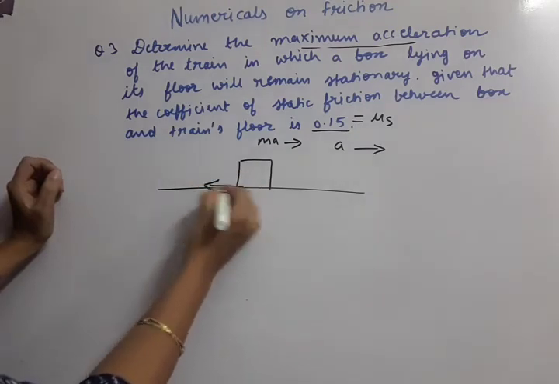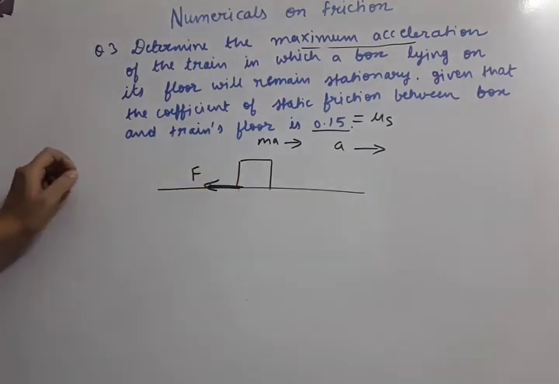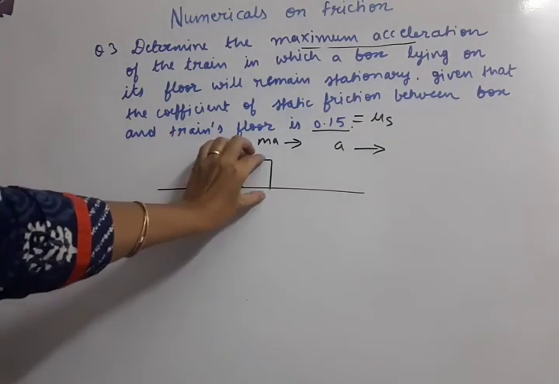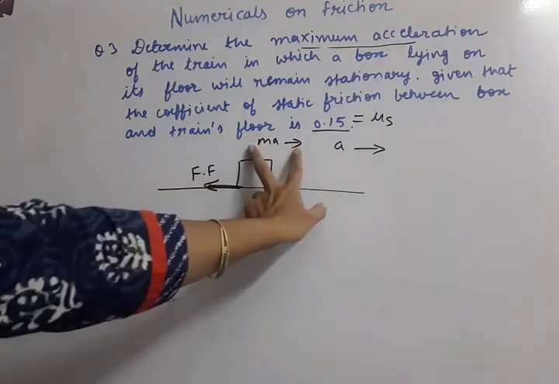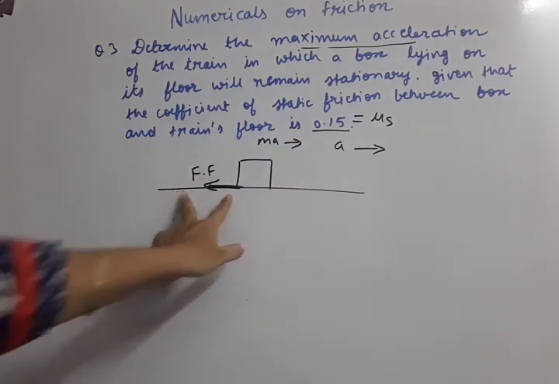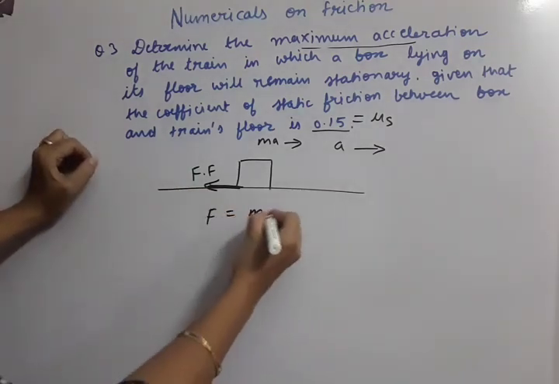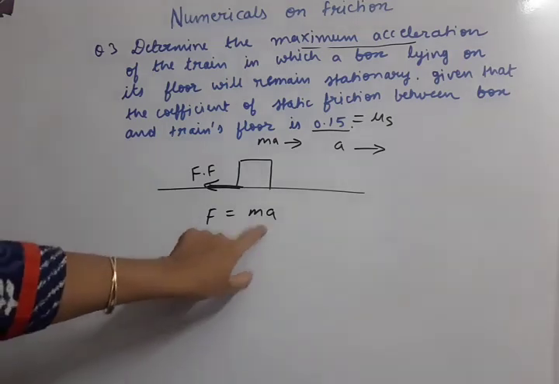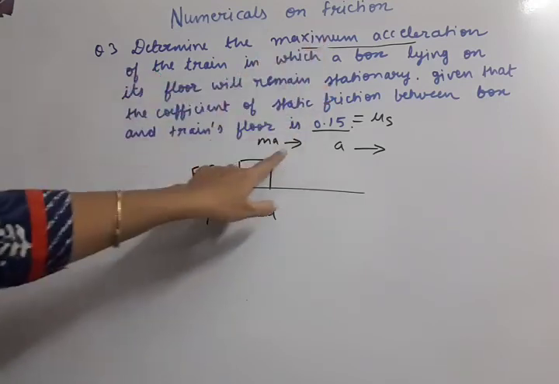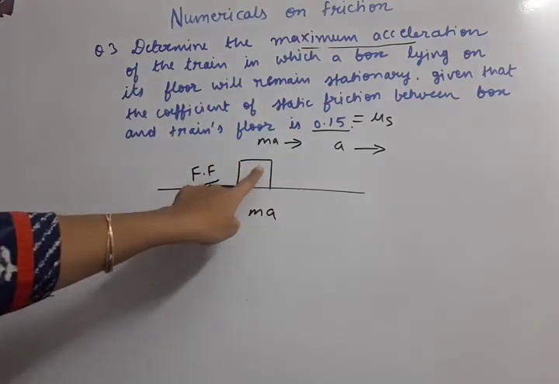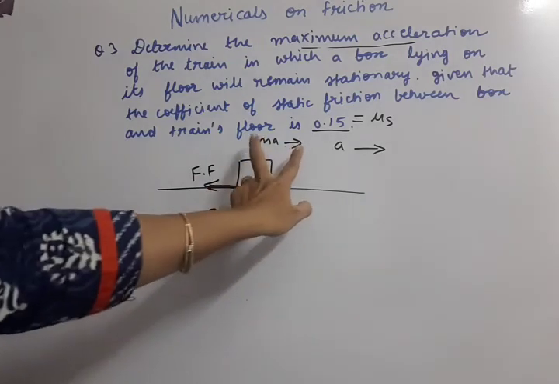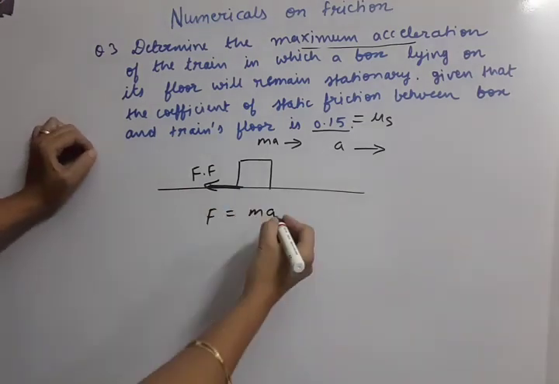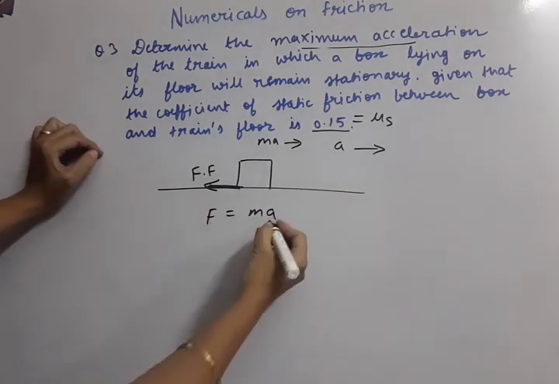So we can say that here, parallel to the surface, force of friction is present. If this box is not moving at all, that means this ma is being balanced by the force of friction. So force of friction is equal to ma at any moment. Now what is the question asked? What should be the maximum acceleration so that this box doesn't move? That means till then ma and friction force should balance each other.